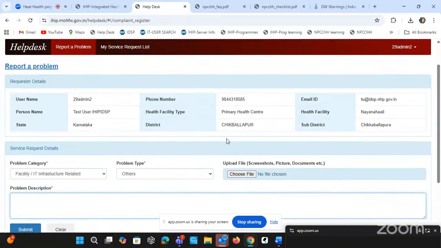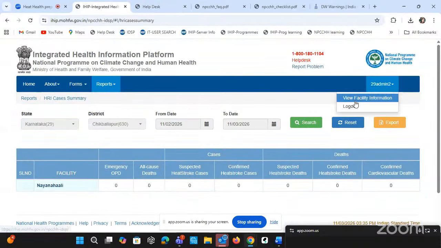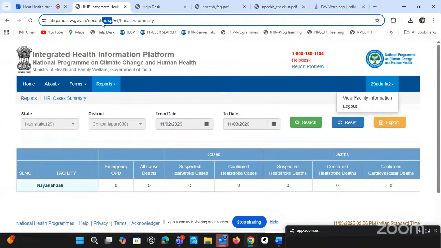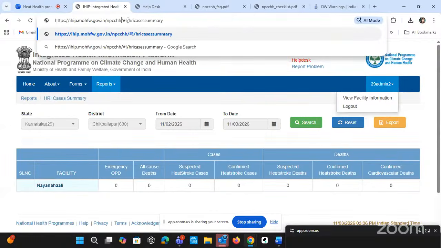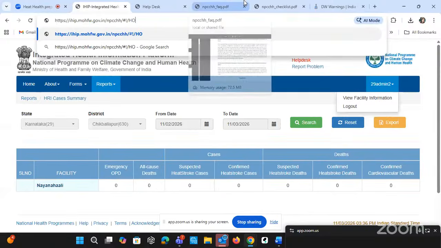Where can you change that? Can you demonstrate that, please? On the IHIP. Yeah. So can you click there and we'll showcase that also.